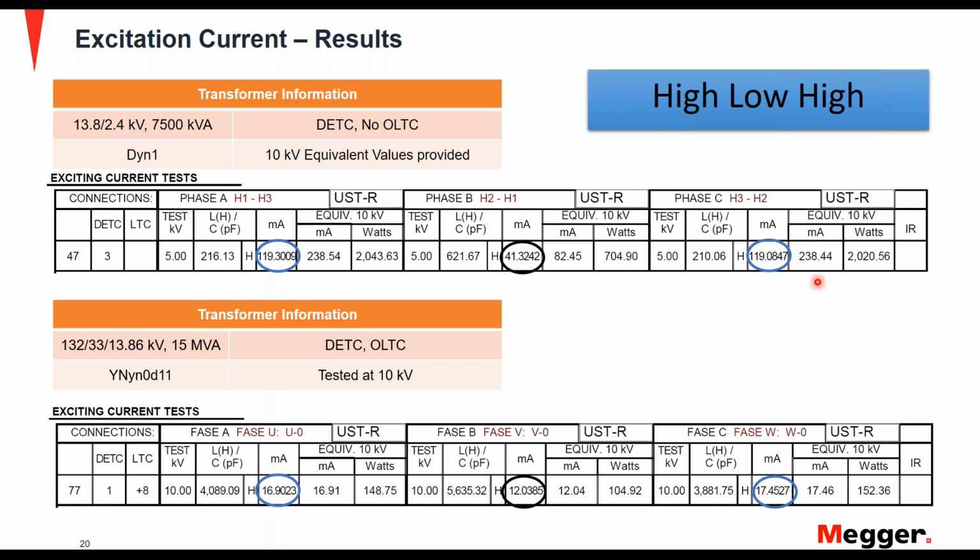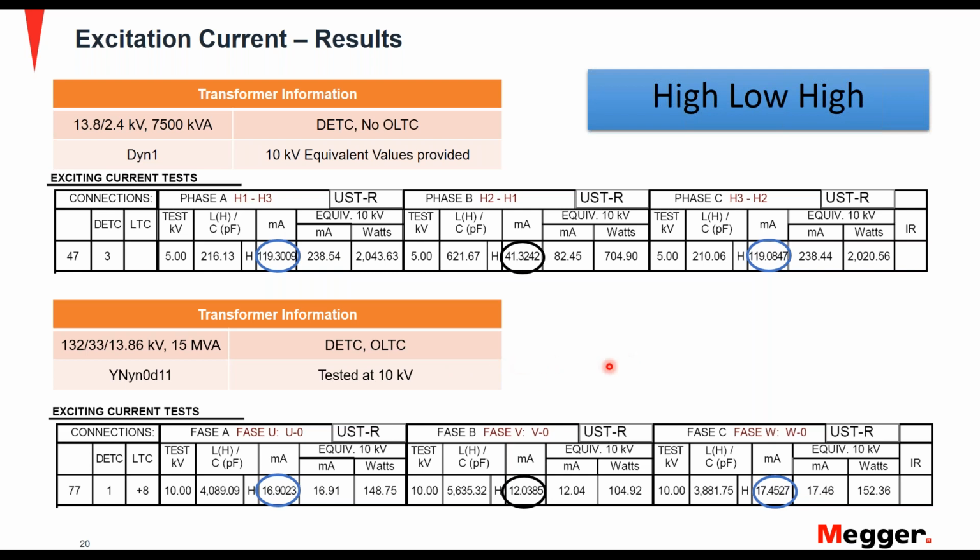Next, let's look at another example. This one is a 3-winding transformer. You have a 132 kV Y wound primary, a 33 kV Y wound secondary with neutral available, and a 13.8 kV delta wound tertiary winding. This transformer does have de-energized and on-load tap changers.